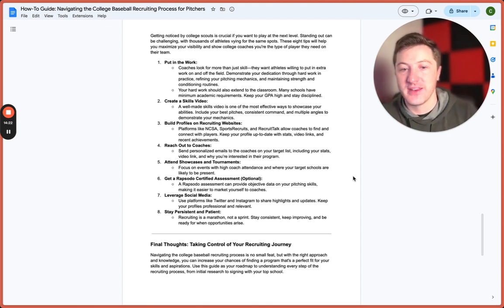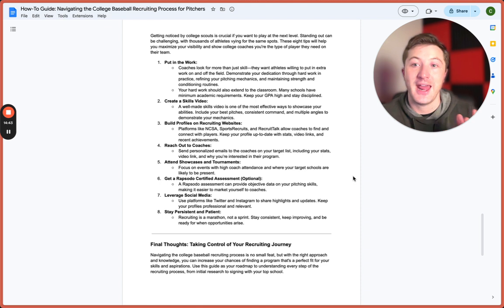And then at the end of the day, you want to make sure to stay persistent and be patient. Recruiting is a marathon, not a sprint. Stay consistent, keep improving, and be ready when the opportunity arises. Always remember that coaches are talking to a bunch of people at the same time, so if you can stay persistent and stay patient, you give yourself the opportunity to be seen by the coach you want to be seen by, and give yourself the opportunity to show that you are interested in the program.